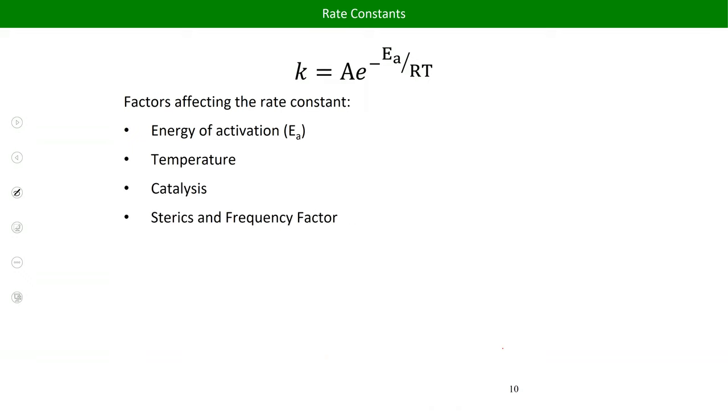And the last part is sterics in that frequency factor. The frequency factor is another term for the pre-exponential or the Arrhenius factor. How often do things hit each other? And sterics affects that too, right? Because if you happen to have a certain functional group that you're trying to get to react, but it's surrounded by all these methyl groups that are preventing the other molecule from getting in there, that's going to slow things down, right?